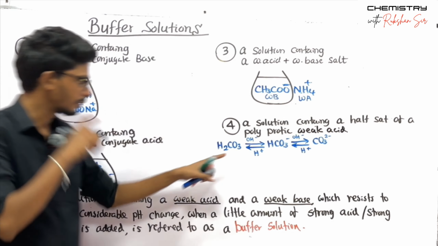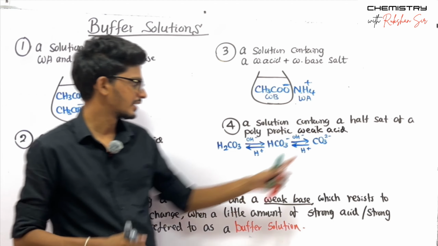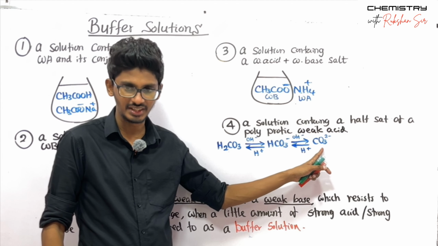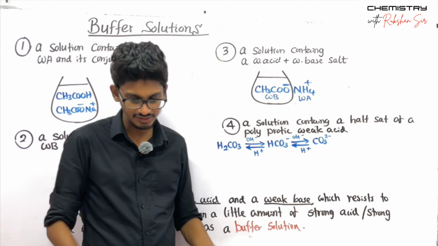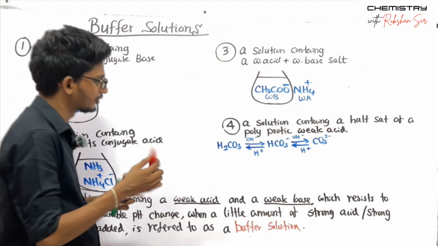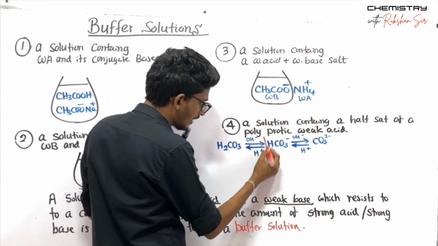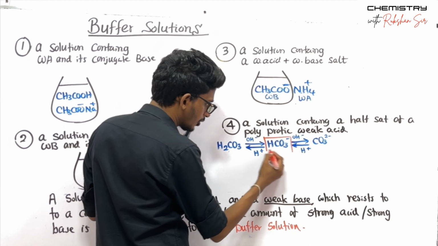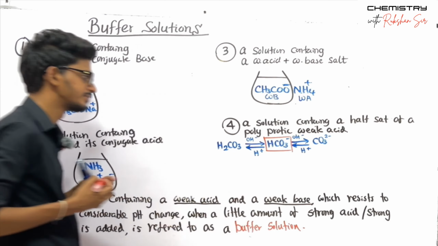This is considered a polyprotic weak acid, this is considered the complete salt of that acid, and this is your half salt. This is your half salt of the polyprotic acid.